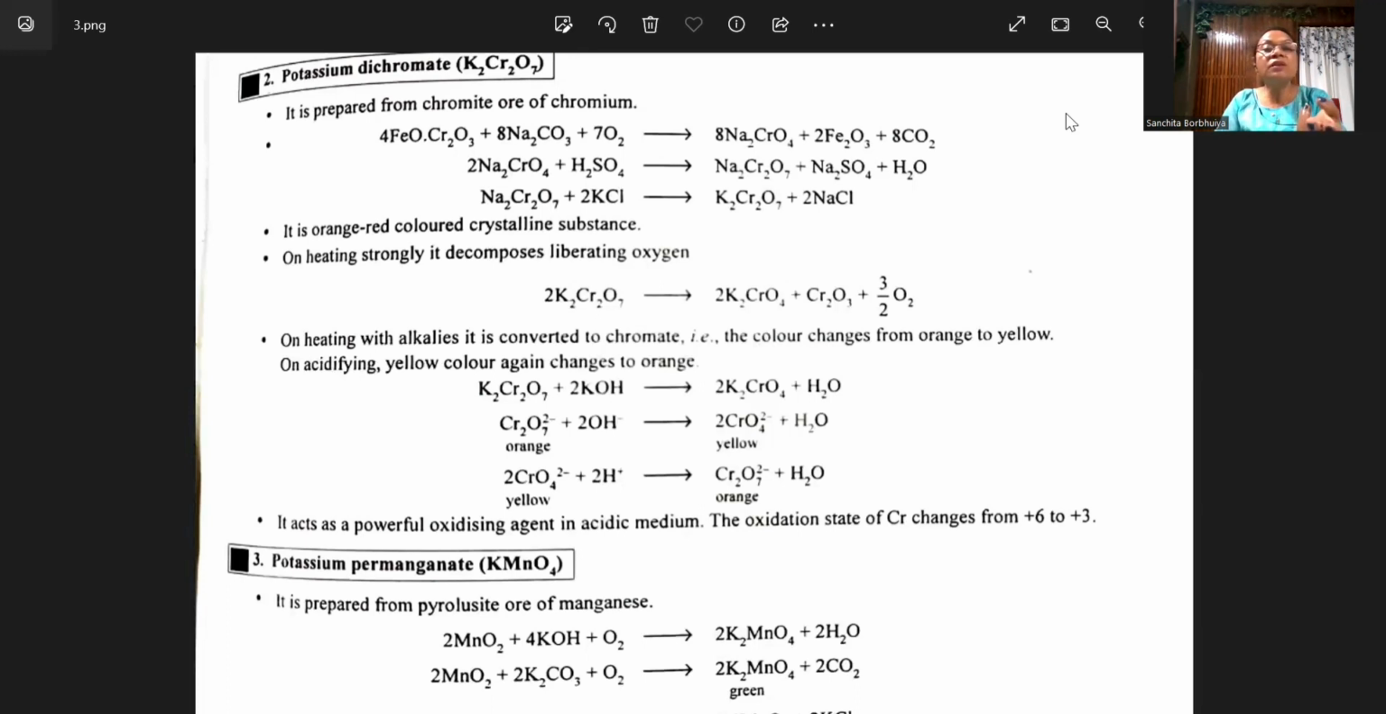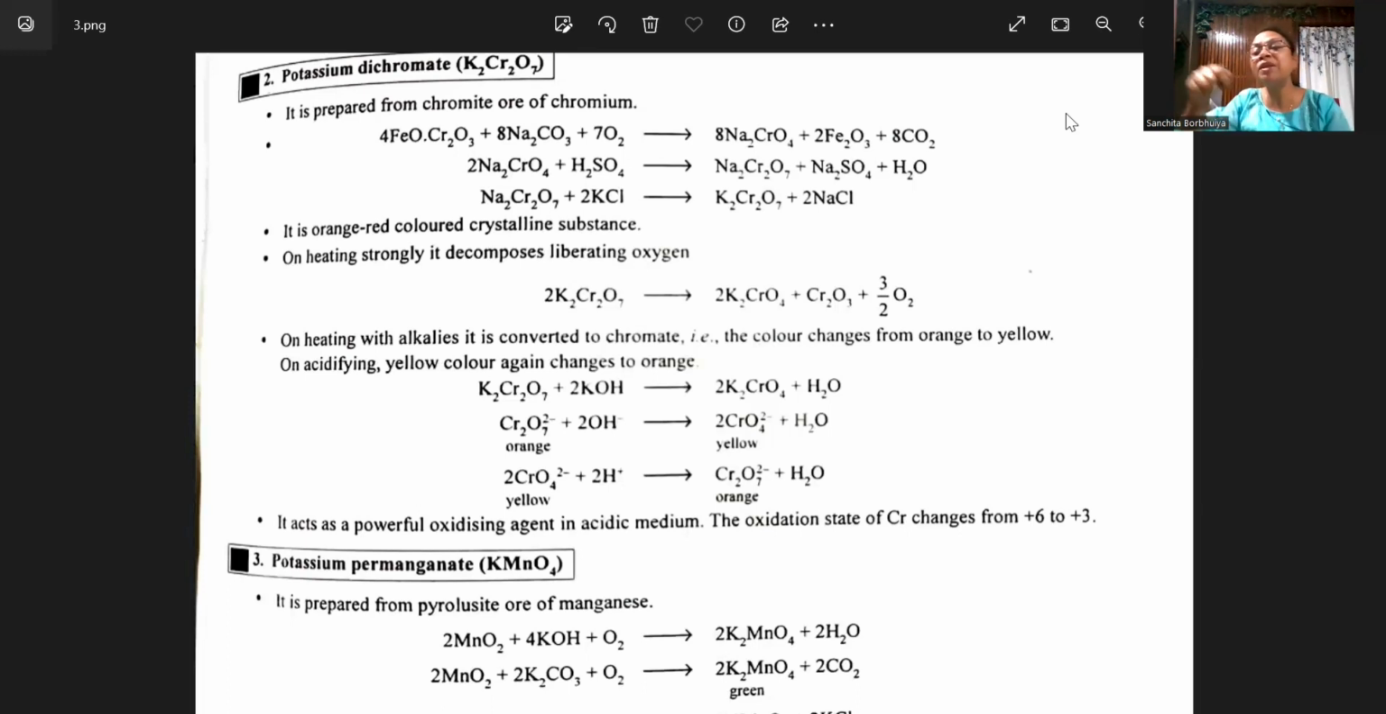So the first step to prepare potassium dichromate is to start from chromite ore. What is chromite ore? FeO.Cr2O3, or you can write it as FeCr2O4. You add sodium carbonate and oxygen, you get sodium chromate along with the side products Fe2O3 and CO2. And sodium chromate you acidify with sulfuric acid. You would get sodium dichromate with the side products sodium sulfate and water.